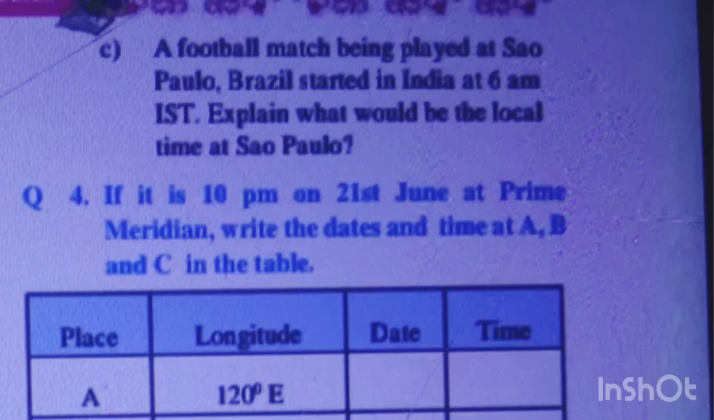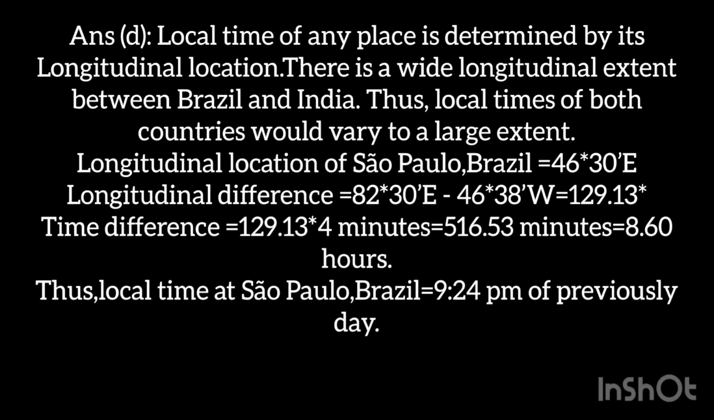Next question: a football match being played at Sao Paulo, Brazil, started in India at 6 am IST. Explain what would be the local time of Sao Paulo. Answer: the local time of any place is determined by its longitudinal location. There is a wide longitudinal extent between Brazil and India.